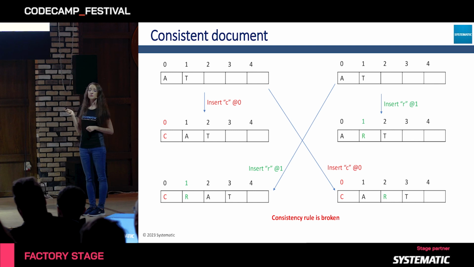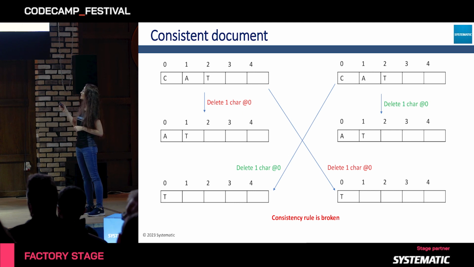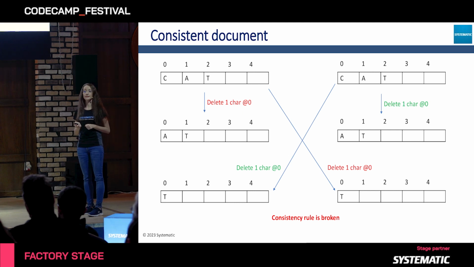And this is an example for one of those two basic operations, just for the insert part. Let's see what happens for a delete operation. Let's start with cat for both users. User 1 deletes the first character, so he or she gets A and T. The same is performed by user 2. He or she wants to get rid of that C to get to A and T.